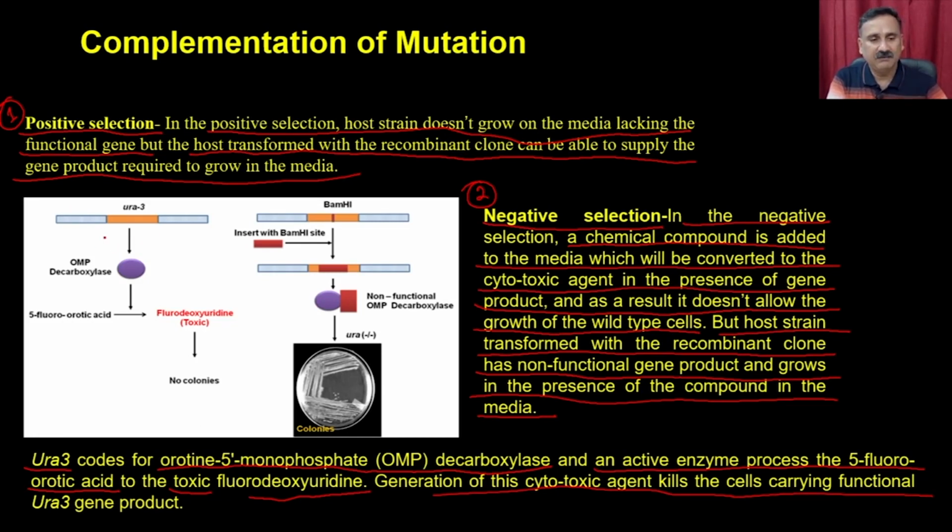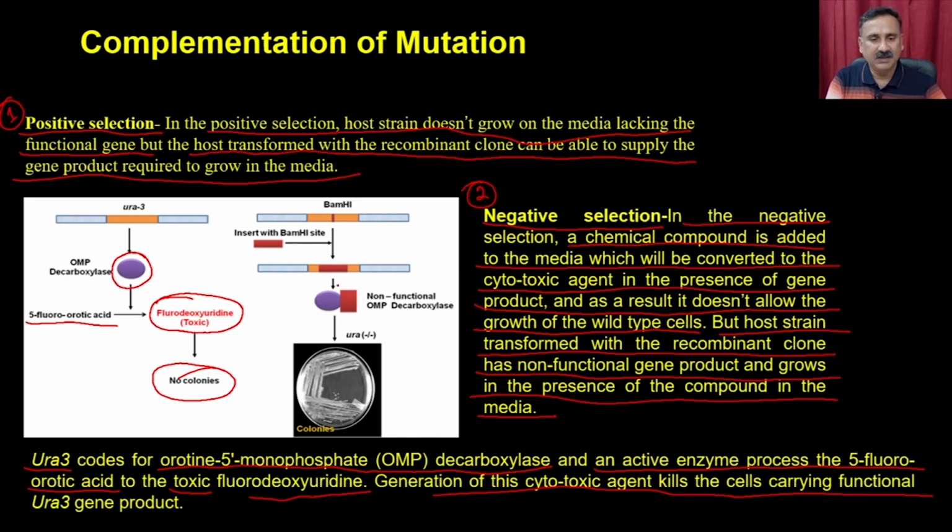So what we have is the gene URA3, which provides an enzyme called OMP decarboxylase. OMP decarboxylase processes a compound like 5-fluoroorotic acid into a toxic compound, fluorodeoxyuridine, and when this toxic compound is generated, it will kill the cells. This means that if you have functional OMP decarboxylase, it indicates there is no recombinant DNA. Similarly, if you have cloned a fragment within this gene, then you have done insertional inactivation of this gene.